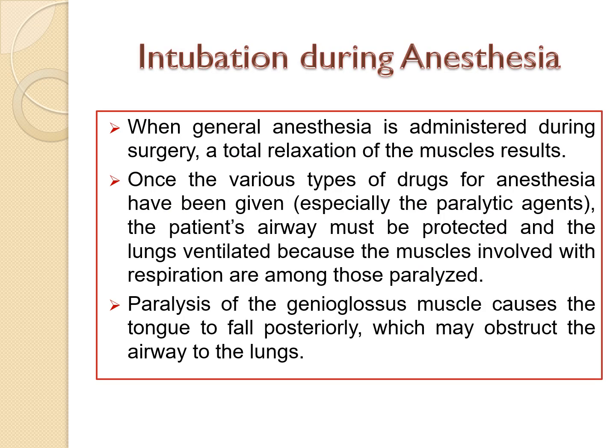Now let us discuss the significance of these muscles during intubation during anesthesia. When general anesthesia is administered during surgery, a total relaxation of the muscles results. And once various types of drugs for anesthesia have been given, especially the paralytic agents, the patient's airway must be protected and the lungs must be ventilated because the muscles involved in respiration are among those paralyzed. Paralysis of the genioglossus muscle causes the tongue to fall posteriorly, which may obstruct the airway to the lungs.